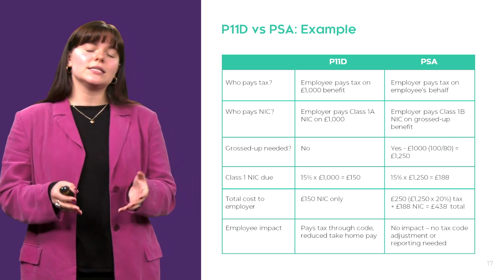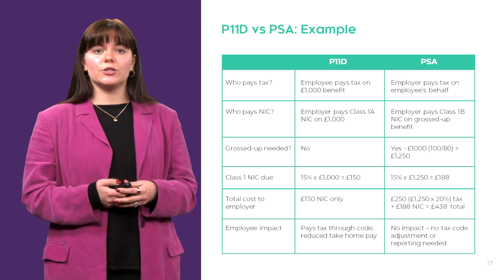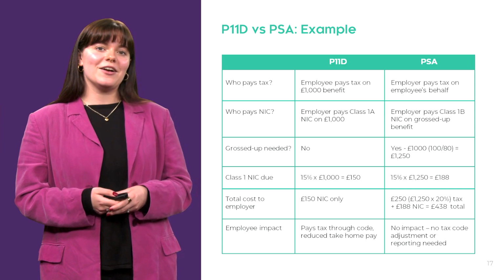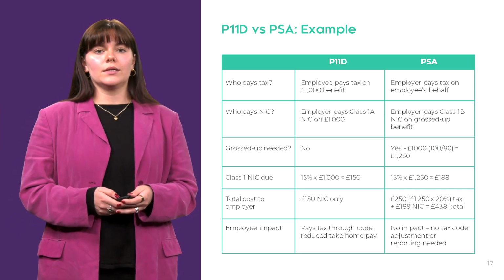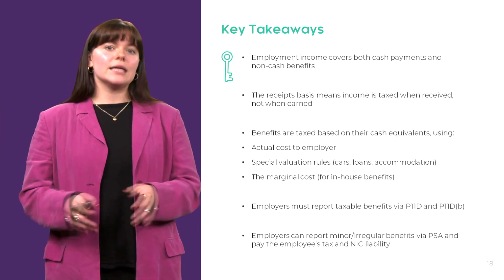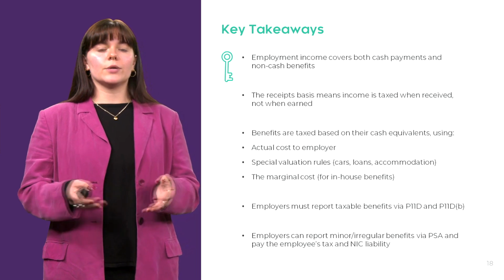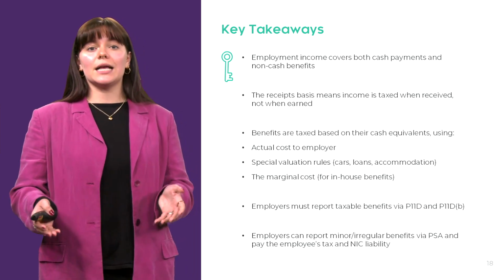So the key takeaway is that a PSA shifts the full cost to the employer, including both tax and national insurance, while a P11D places the tax responsibility on the employee and only the national insurance on the employer. To close, let's recap the most important points from today's session. Employment income goes beyond just wages. It includes a wide range of benefits that can be taxable.